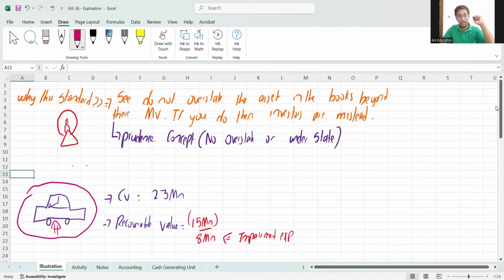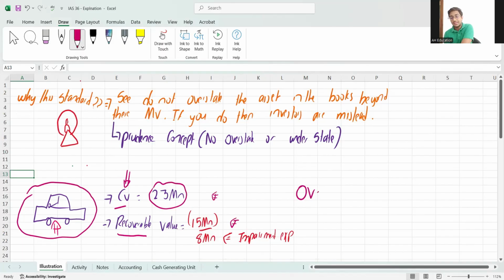Now I'm going to explain how IAS 36 comes in. Say that, whether you sell it to a third party or use it in the business, you can only generate 15 million. You can sell this motor vehicle in the market for only 15 million, or you can use it in your business and generate only 15 million. But what you have done is present, under the statement of financial position, a carrying value of 23 million.